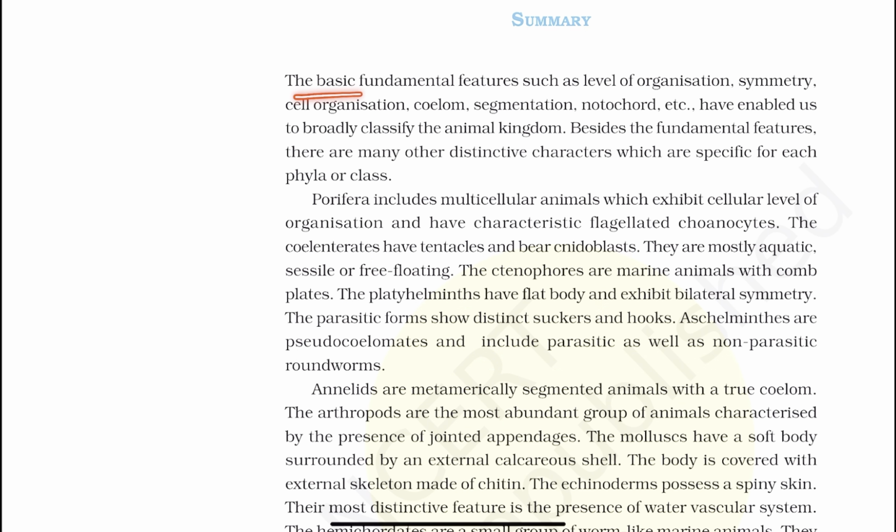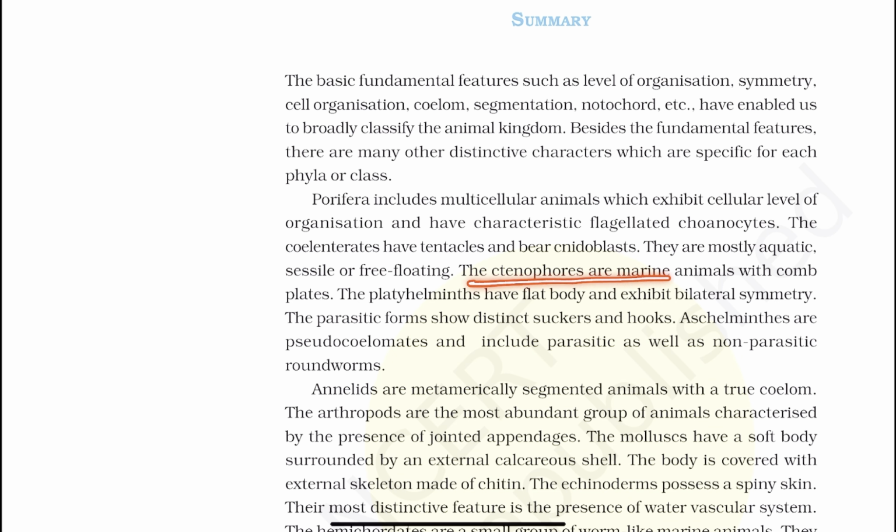Summary: the basic fundamental features such as level of organization, symmetry, cell organization, coelom, segmentation, notochord, etc. have enabled us to broadly classify the animal kingdom. Besides the fundamental features, there are many other distinctive characters which are specific for each phylum or class. Porifera includes multicellular animals which exhibit cellular level of organization and have characteristic flagellated choanocytes. The coelenterates have tentacles and cnidoblasts. They are mostly aquatic, sessile or free-floating.